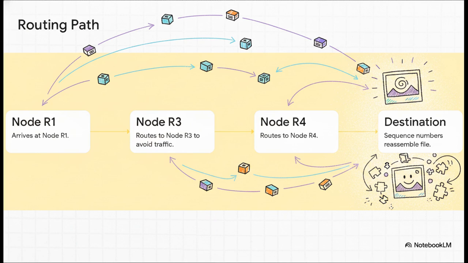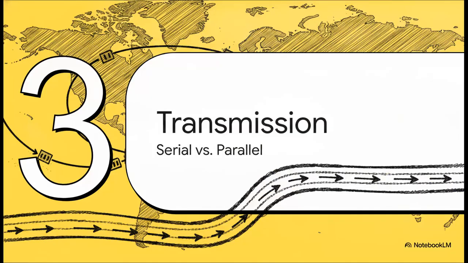Now, because these packets take all sorts of crazy different routes, they often arrive completely out of order. But remember that sequence number in the header we talked about? Well, computer B uses that to seamlessly piece everything back together into the original photograph before you even notice a thing. Next up, section 3, serial versus parallel transmission.